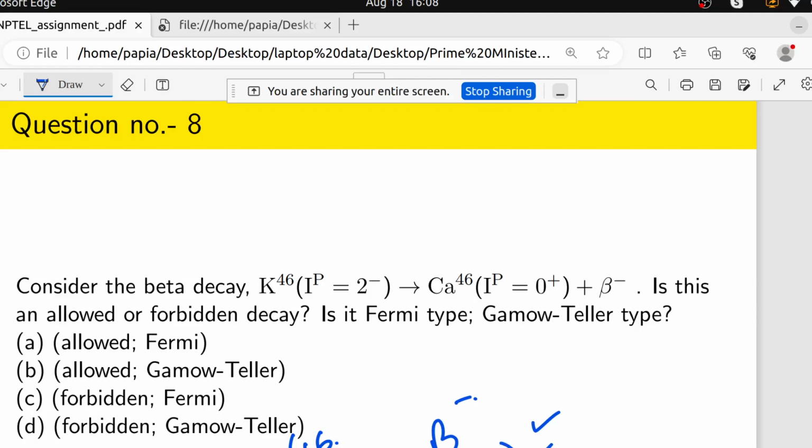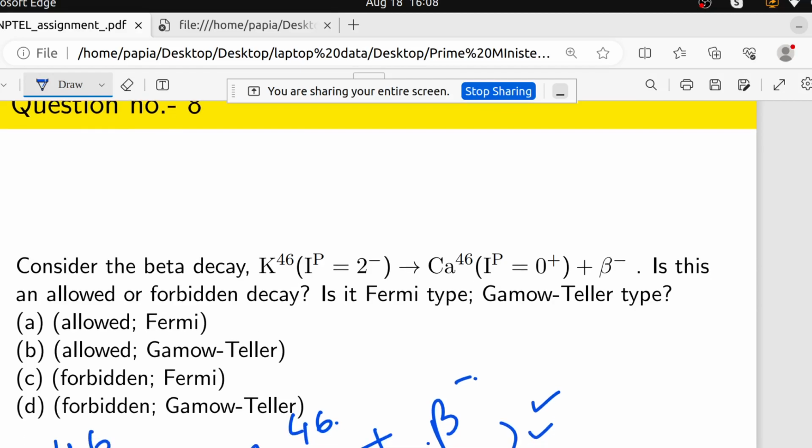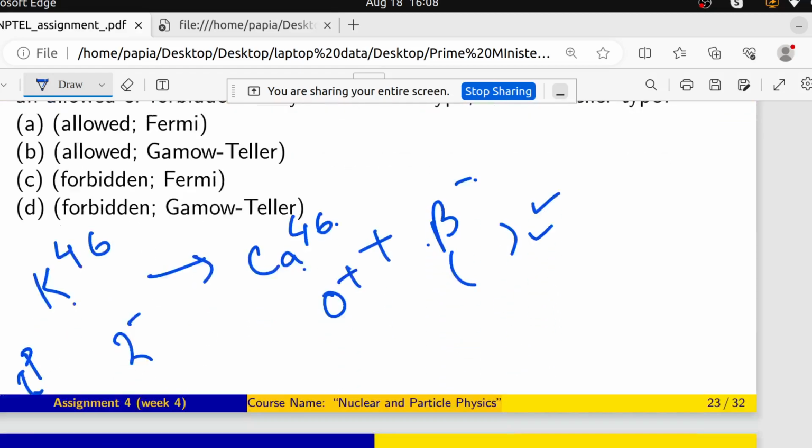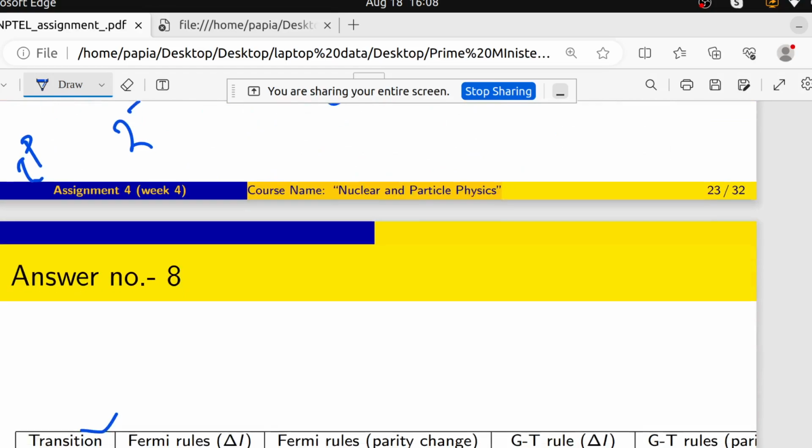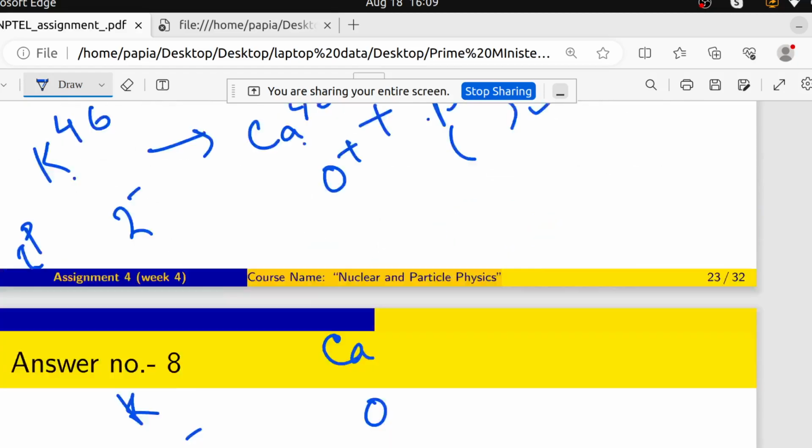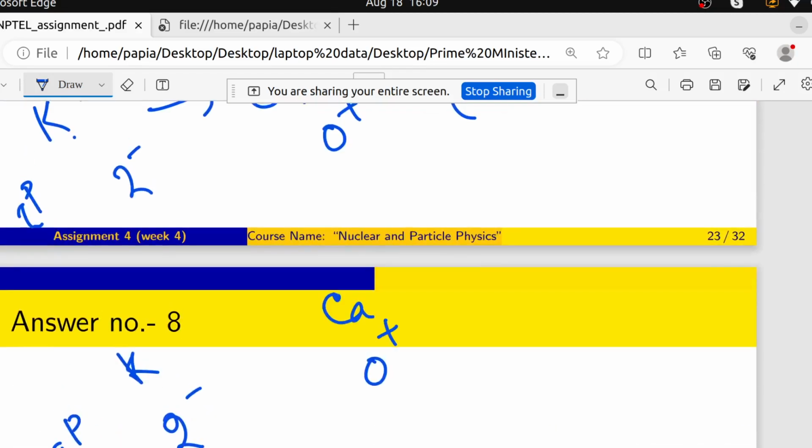Why nothing? I will tell that, but before that you can see IP is 2 minus for K, and IP is 0 plus for calcium 46. Now coming to the table, IP for potassium is 2 minus, and for calcium it is 0 plus. So first of all we have to consider the I value.